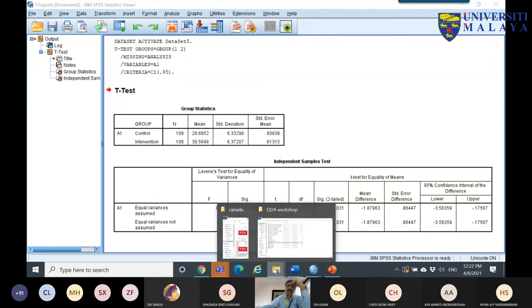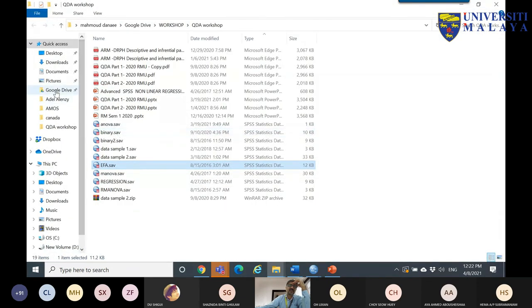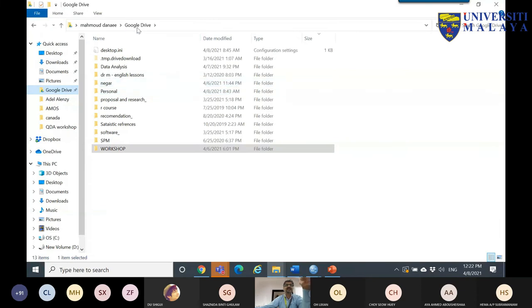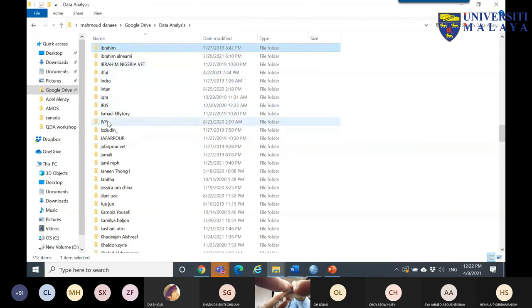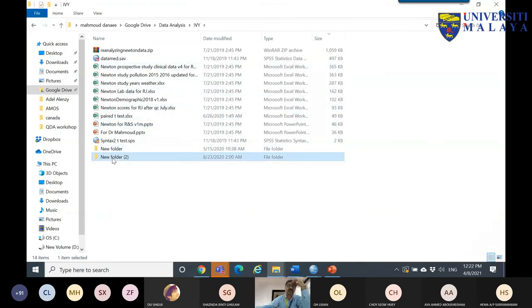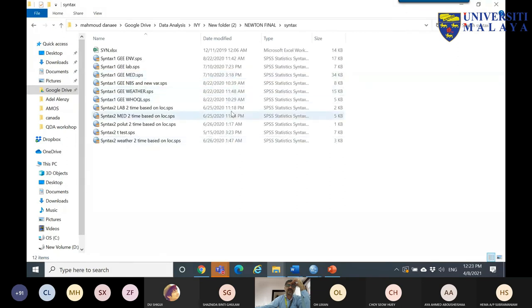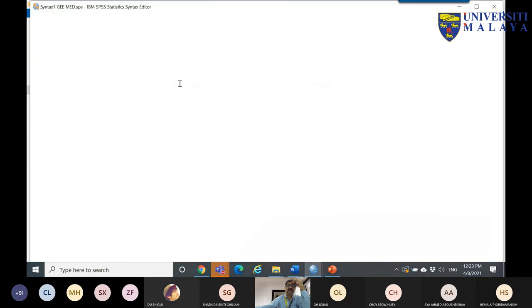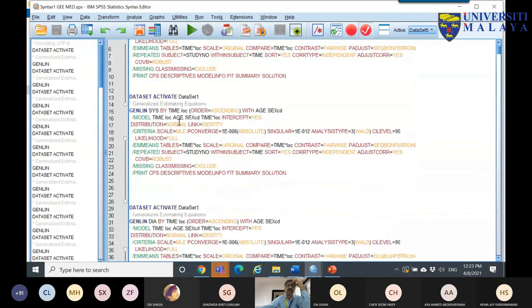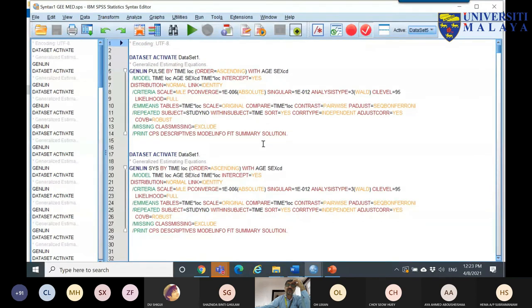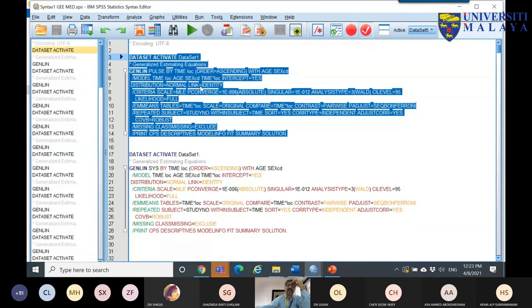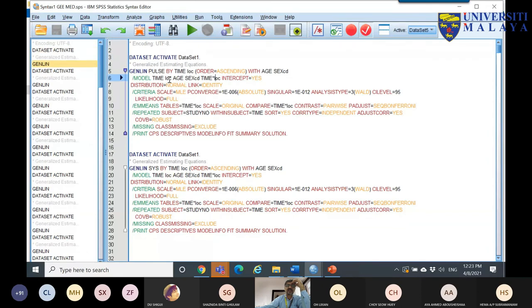Okay, let me show you. Actually, last time, a few days ago, I showed some of my students a huge number of syntax files. Sometimes even in the best situation, we forget after a few months what we have done, right? As can be seen here, this is a syntax, correct? But for each syntax, I know what it is, because I save the syntax for each variable. For example, this is for the age.